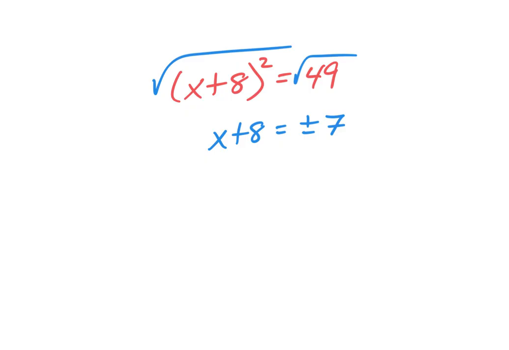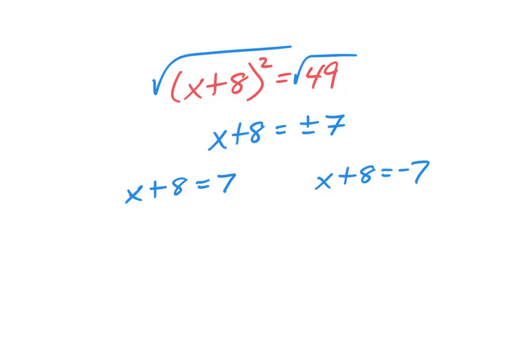Now this one we haven't seen yet today. We're going to write our answer a little bit differently here. And I think the best way to do this is to write out two separate equations. x plus 8 equals 7. x plus 8 equals negative 7.